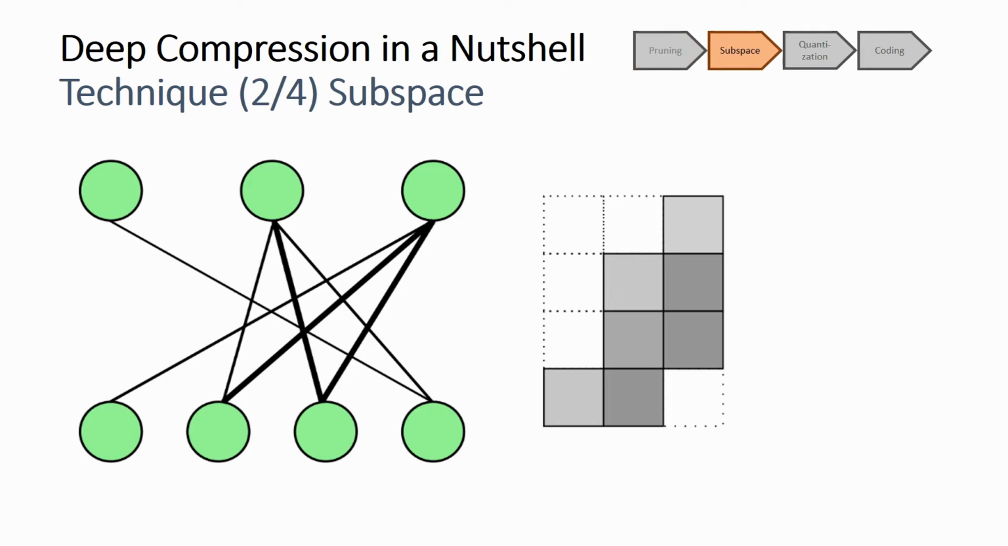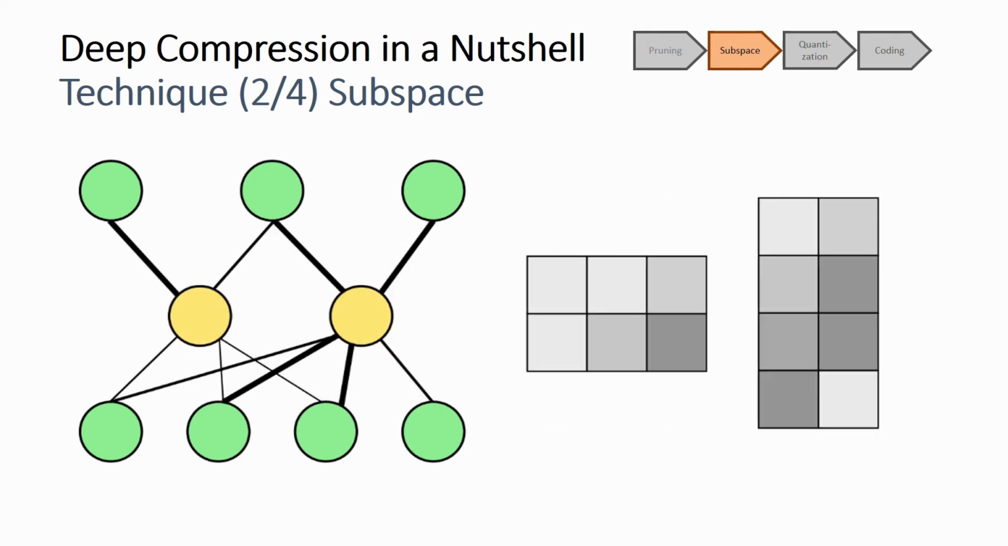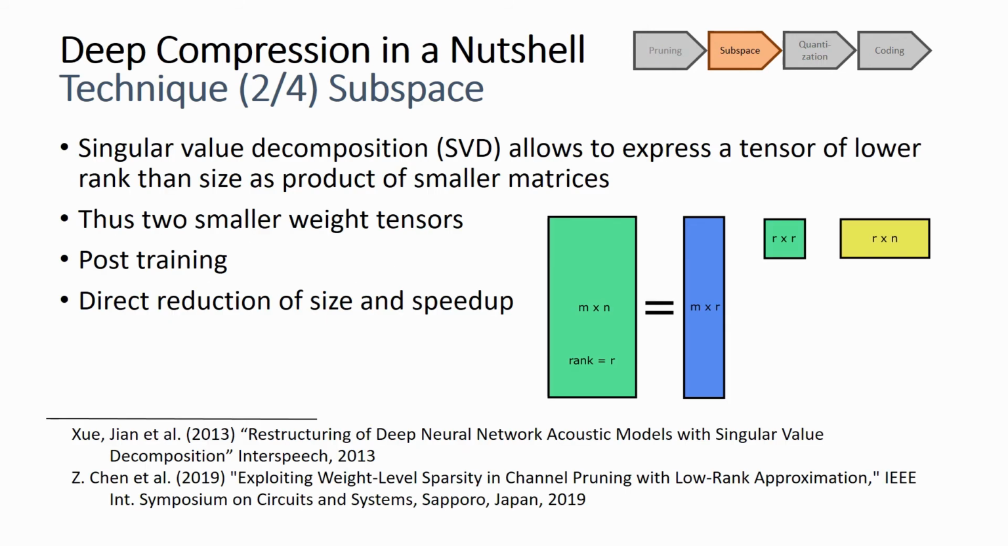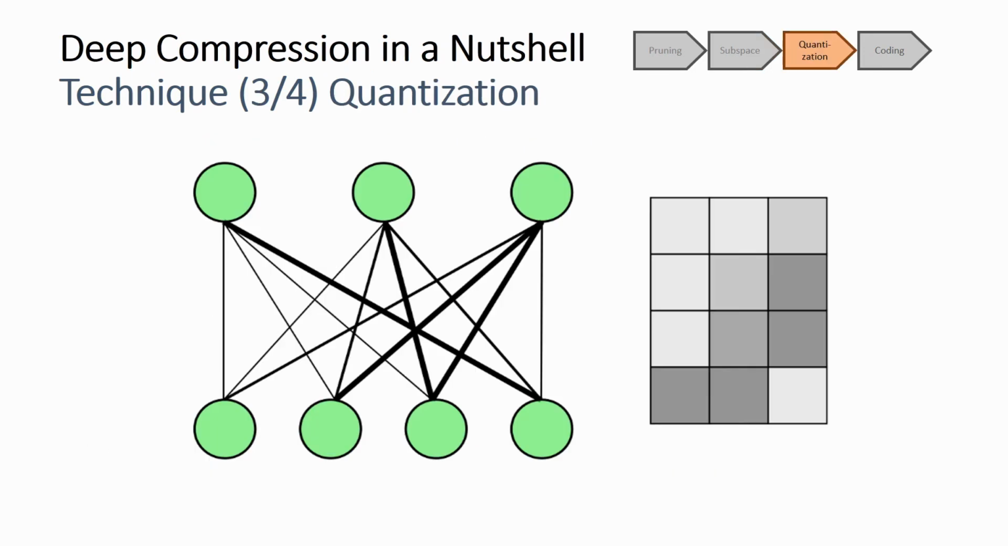Next technique is subspace or low-rank approximation methods. Singular value decomposition allows us to express a tensor with lower rank than size as a product of smaller matrices, as shown here. This also means that we can represent it as a product of 2 smaller matrices, and thus 2 small array tensors. This is done post-training and leads to a direct reduction of size.